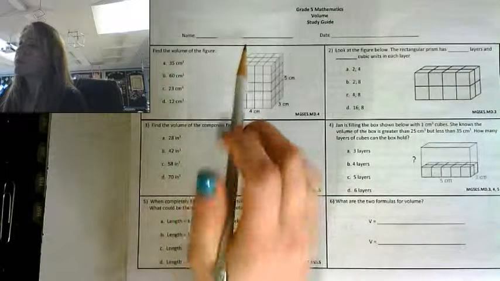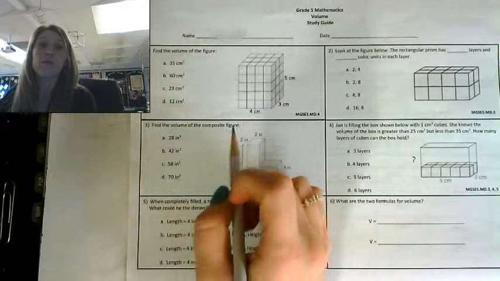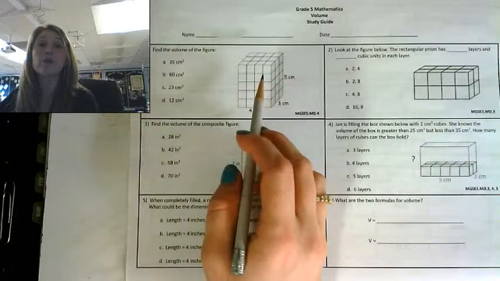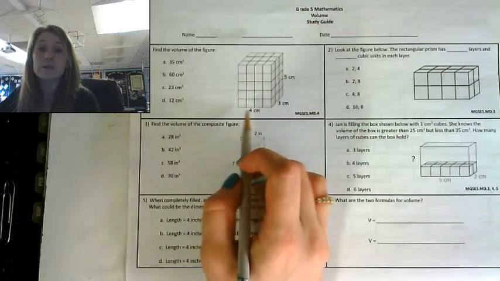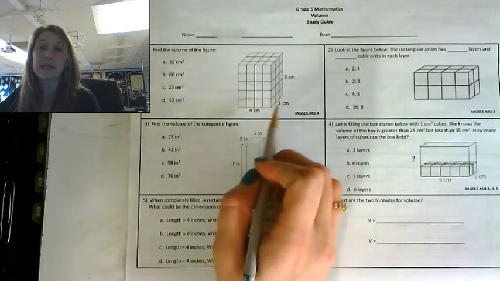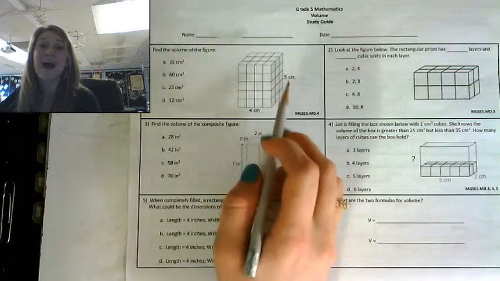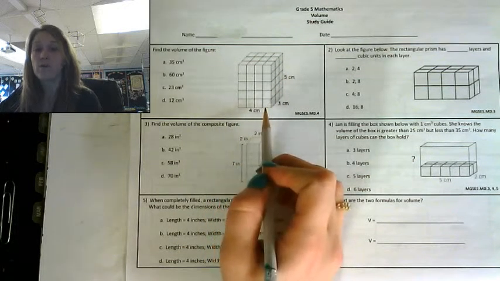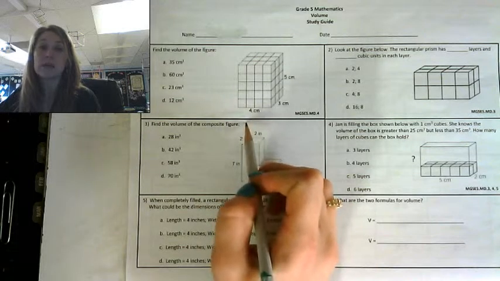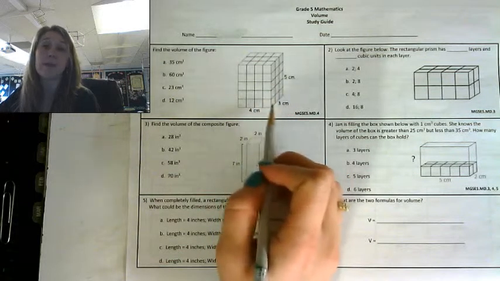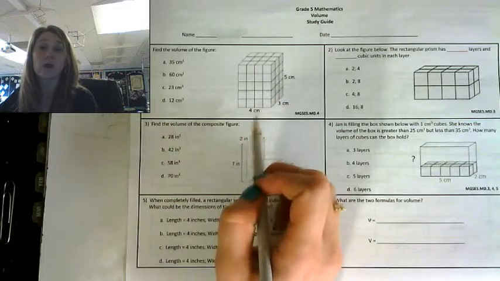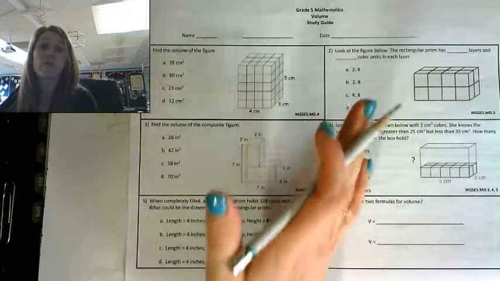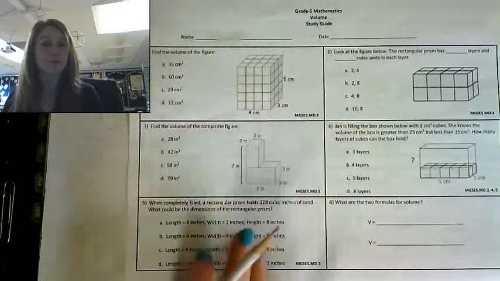Number one says, find the volume of the figure. And we can see that it shows a three-dimensional figure with unit cubes in it. But it also goes ahead and gives me the length, the width, and the height. But I can see too, 1, 2, 3, 4, that there are 4 unit cubes, and that gives me a length of 4. So you can do it either way, by counting or by looking at your measurements. Okay? So the first thing we have to know is what is the formula for volume.